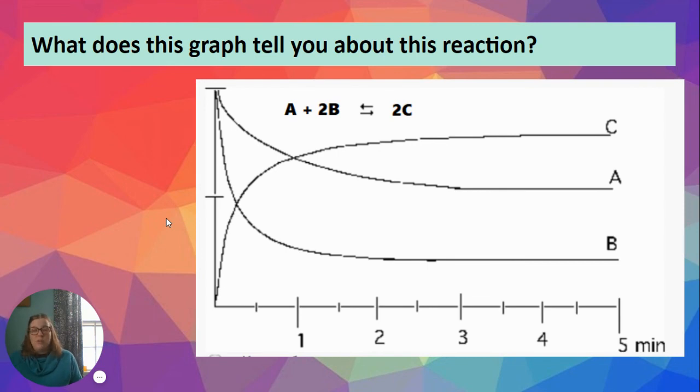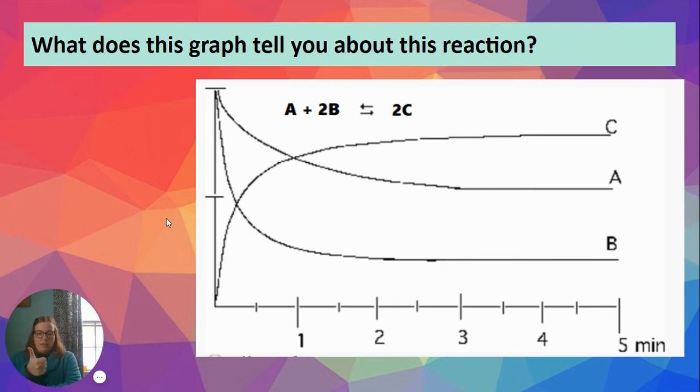I want to see what you can tell me about this reaction. There are 3 things I want you to tell me. 1, does this graph make sense with the balanced equation? 2, do I start off with all reactants and no products, all products and no reactants, or a combination of the 2? And 3, do I end up product favored or reactant favored? And what does that tell me about the K? So think about it first. We'll talk about this through.